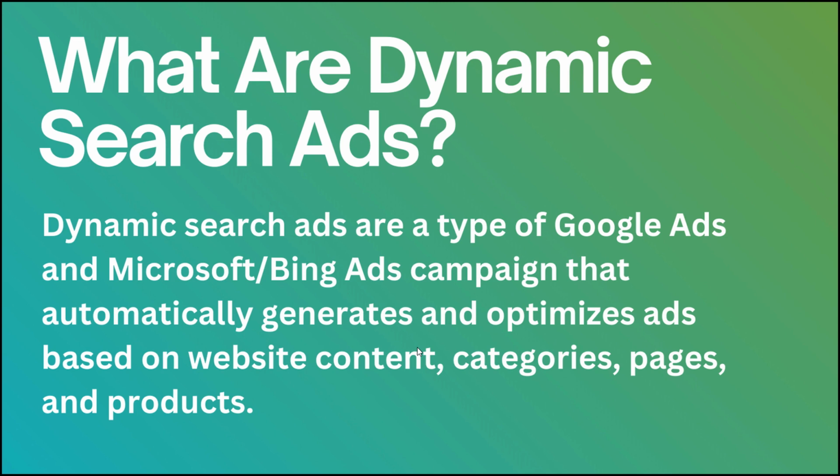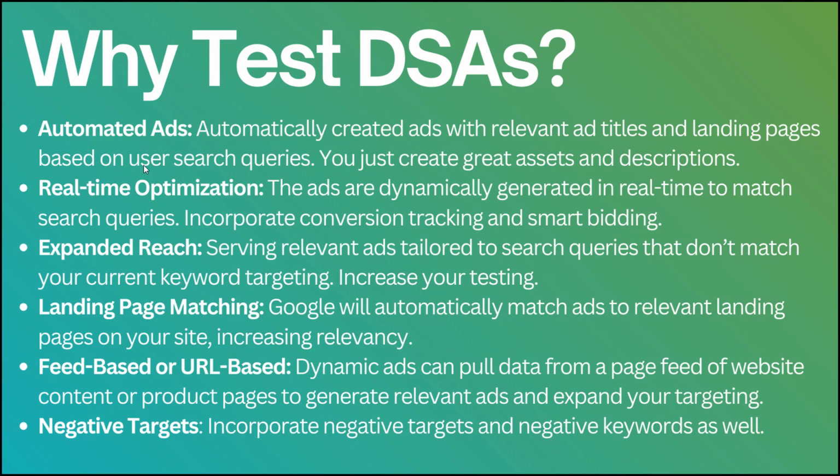Basically, it makes it much easier for an advertiser to create different targets based on the actual content on their website. So to give you a quick rundown of why you should test dynamic search ads. First and foremost, automated ads. Google will automatically pull in your ad title and your landing page based on what people are searching and based on what's on your actual website. So that makes your ads very, very relevant.